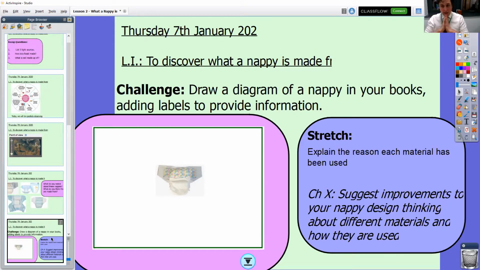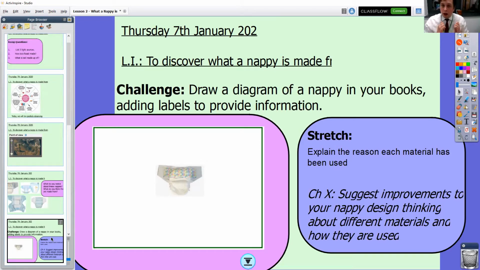And if you want a really, really big challenge today, and this is something I'm really, really keen to see, I would like to suggest some improvements to your nappy design, thinking about the different materials and how they are used. So if you were to design your own Year 3 special kind of design for a nappy, what would you change? Would you add any kind of other different materials? Would you modify it in any way, shape or form? Pause the video now, have a go at that activity. And again, if you're stuck, you can go back in the video and you can rewatch it beforehand.